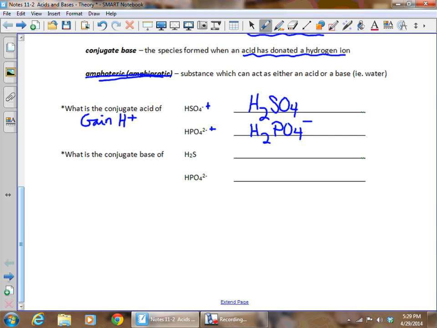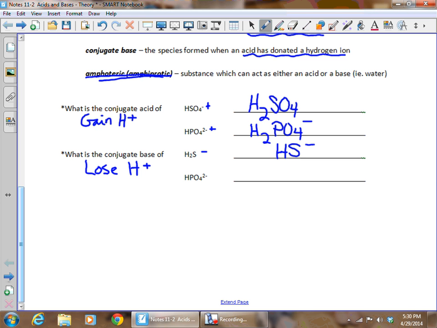The conjugate base, remember, is going to lose an H plus. And it's going to become more negative. So if we have H2S, losing that H is going to form HS. In addition, it was neutral. Now it's going to become more negative because it lost that H plus. So we're going to form HS minus.